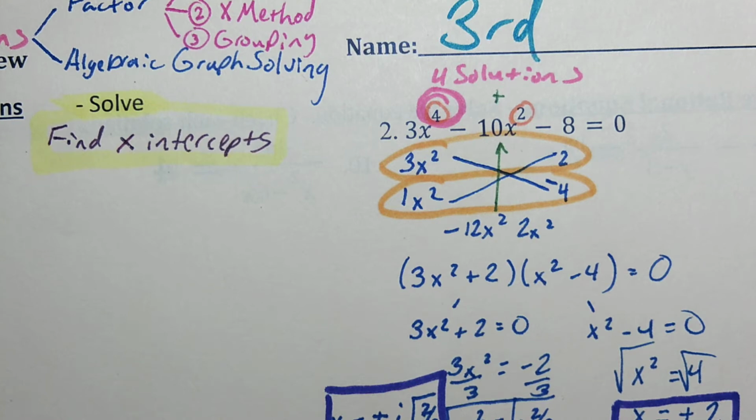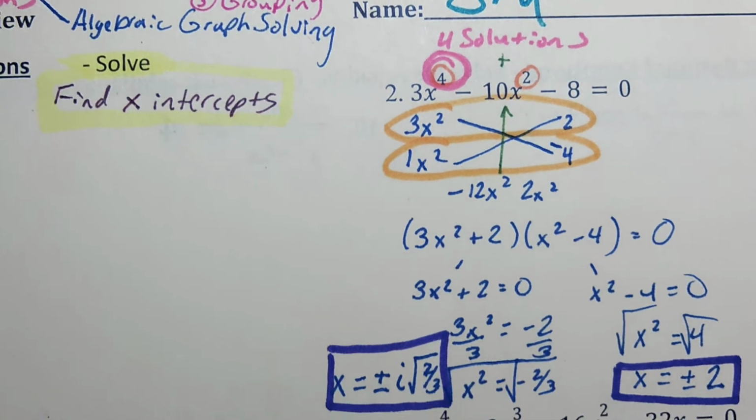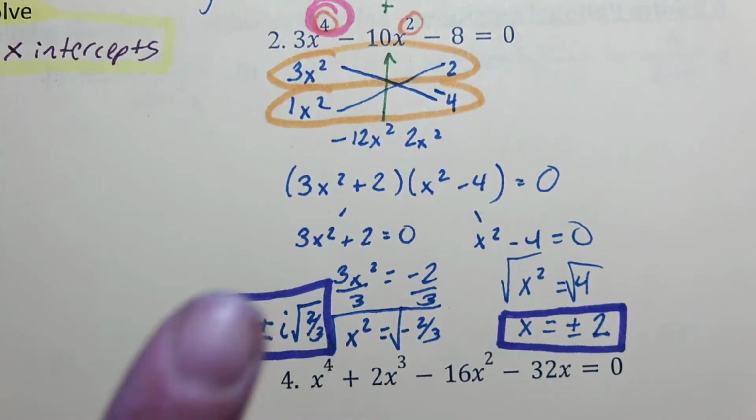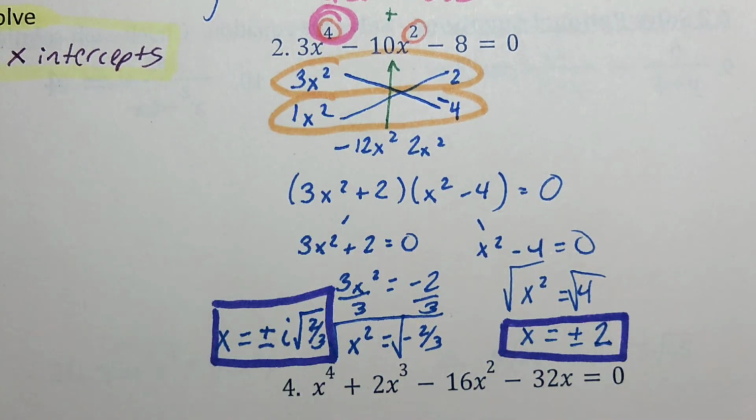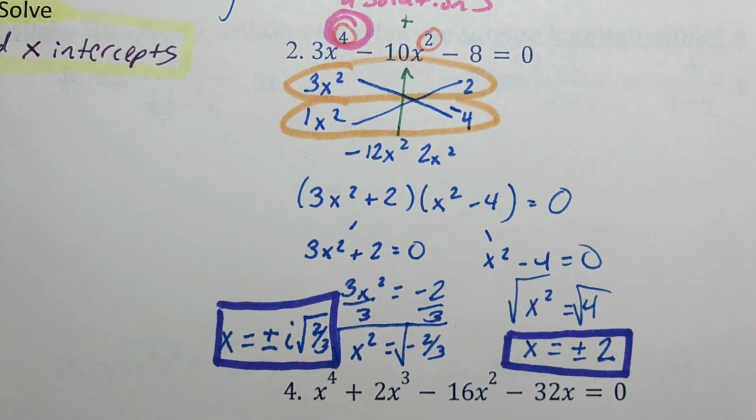All right, let's go ahead and check this on our calculator. Folks, if I were to look at the x-intercepts for this on my calculator, how many am I going to see? 2. Why? Because the imaginary ones you can't see on your graph.